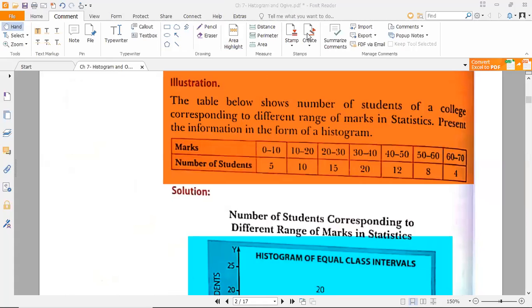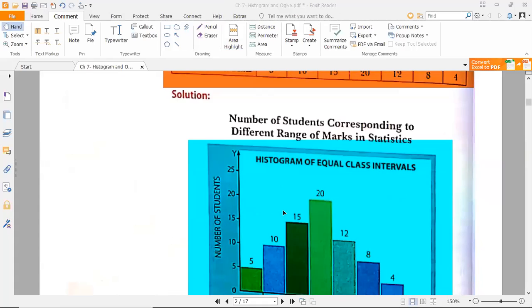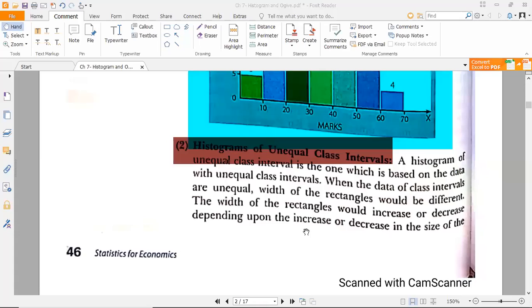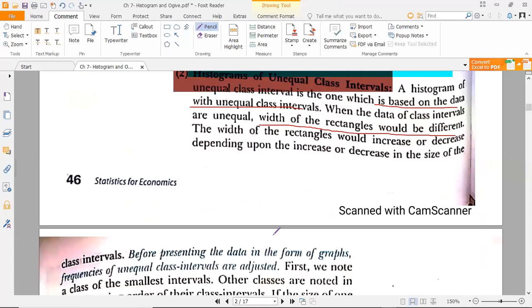Now what is unequal class interval? Unequal class intervals are those class intervals in which the gap is not symmetrical. That means the gap keeps on varying. That means a histogram of unequal class interval is the one which is based on the data with unequal class intervals. So when your class intervals are going to be different, the width of the rectangles would be different in this case.